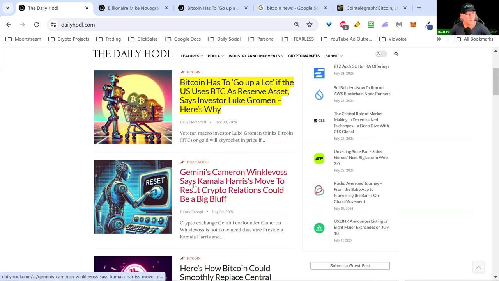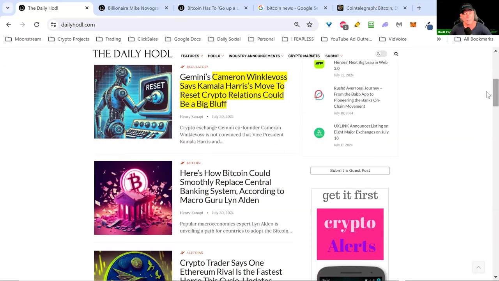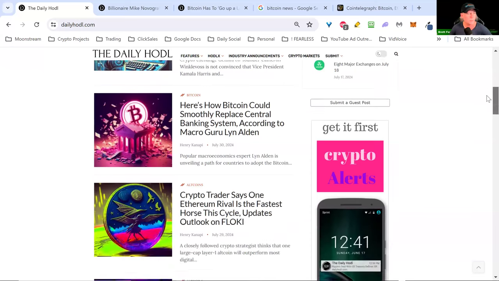And here the Winklevoss saying that. Again, I'm not going to say names here because these algorithms really don't like political banter. It says this person moved to reset crypto relations could be a big bluff. Yeah, I would be inclined to be cautious with that too. Really don't want to get into that angle. I'm not getting into politics here.